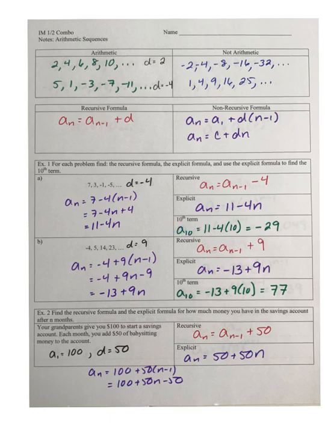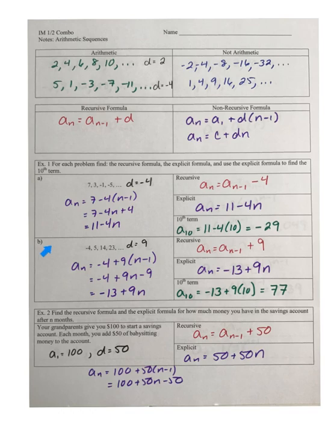So then to find the 10th term, well, that's like saying plug in 10 for x. But in this case, we're saying plug in 10 for n. So a sub 10 equals 11 minus 4 times 10. 11 minus 40 is negative 29.